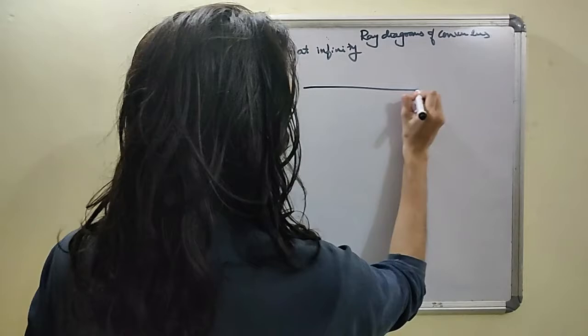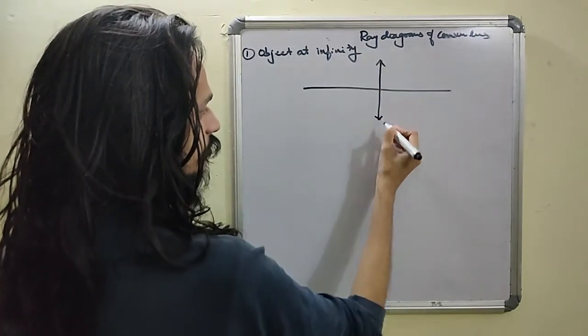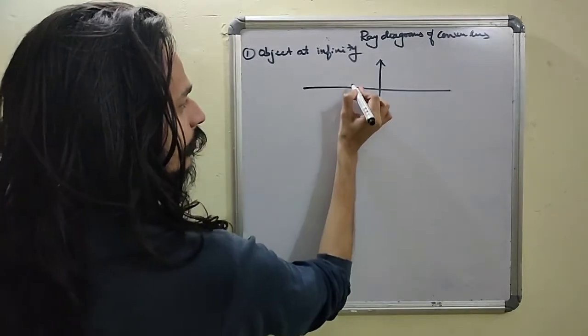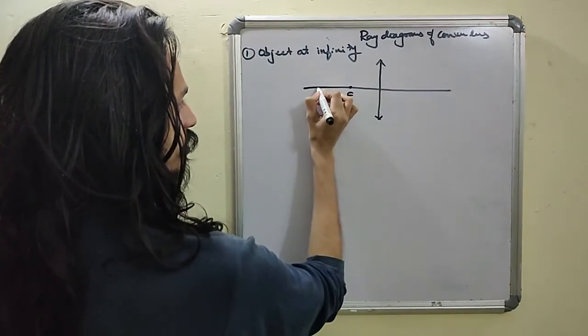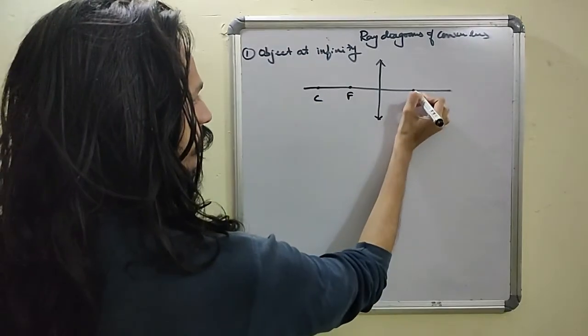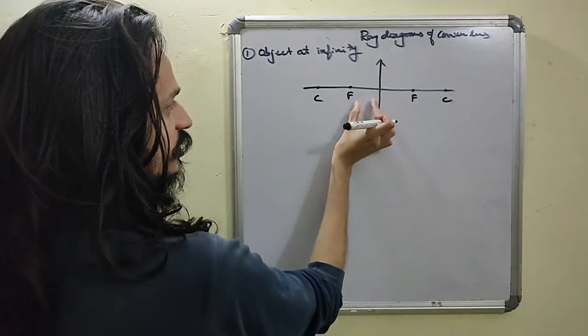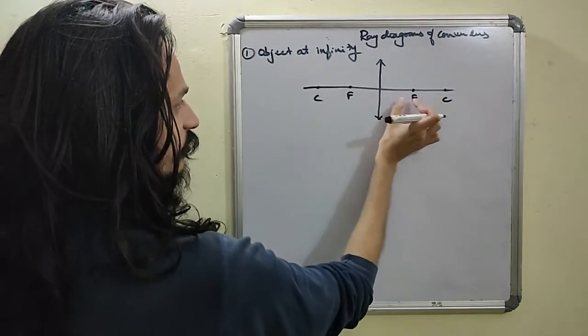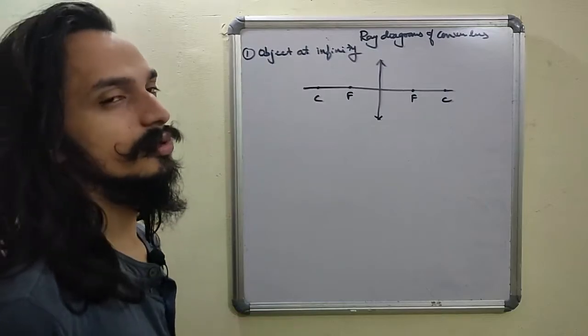For every single diagram, we'll have this format. Keep in mind, I'll tell you the rules for it. You have the lens, you'll have the focus, you'll have the C, another focus, and another C. Make sure these distances are equal. All four of these should be equal to each other, or else the diagram will not come properly.